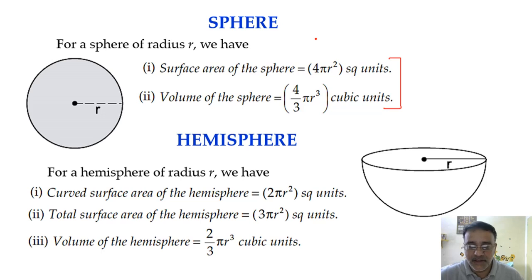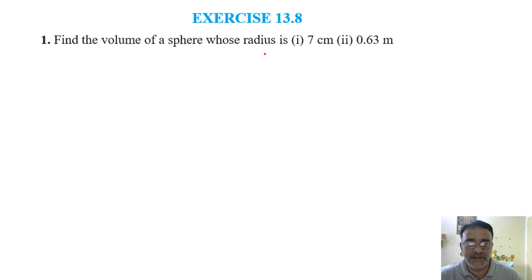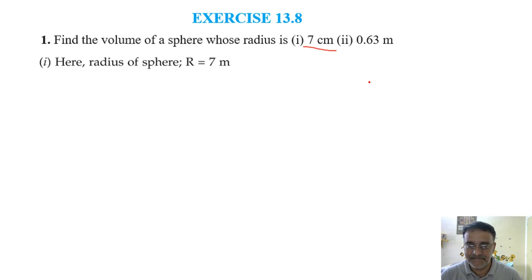Very good. Okay, now we are going to start exercise 13.8, which is completely based on sphere and hemisphere. Volume. First question: find the volume of a sphere whose radius is 7 centimeter. This is the direct question. Radius is given and we require radius only to find the volume of a sphere. So let us start with the first bit. Radius is given, 7. What is the formula for volume of a sphere? 4 by 3 pi r cube. Right, very good. 4 upon 3 pi r cube.